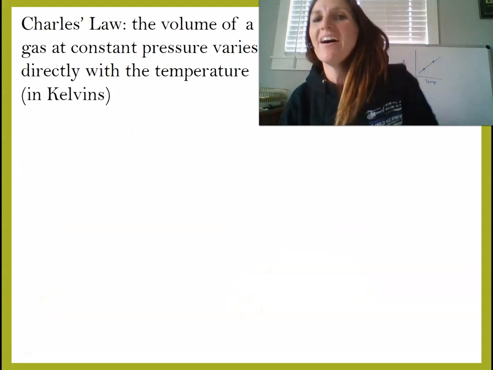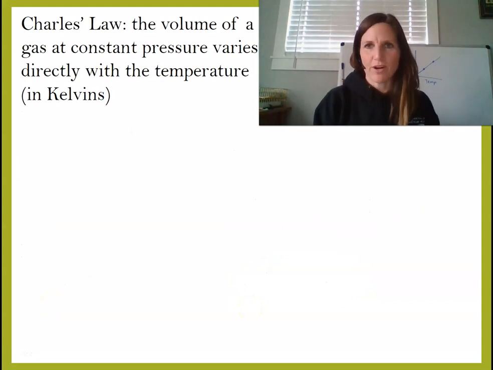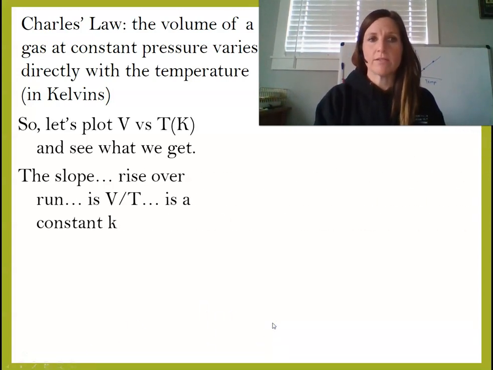Okay, so now that we have figured out how Kelvin temperature works, remember Kelvin temperature was derived from Charles' law, but also now we use Kelvin temperature every time we do Charles' law. Charles' law itself just states that the volume of a gas at constant pressure varies directly with the temperature. That means that as we raise the temperature, the volume gets bigger, and as we lower the temperature, the volume gets smaller. This is a direct proportionality, which means that as one goes up, the other goes up.